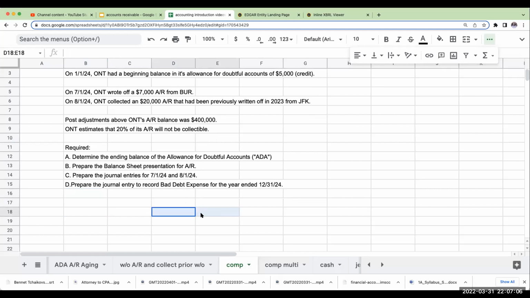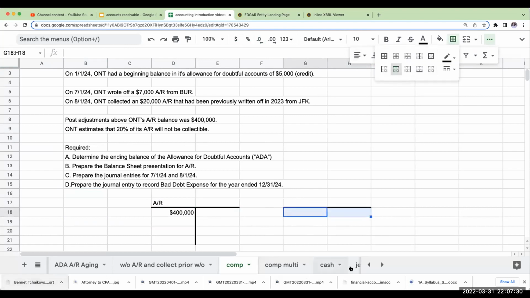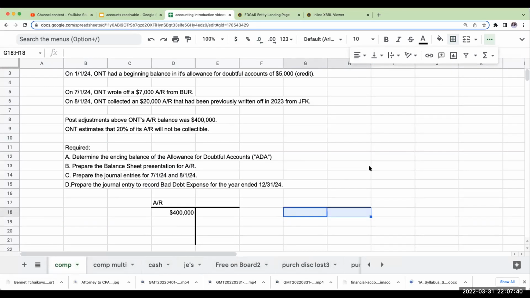Over here, our accounts receivable balance, post all other types of adjustments, our ending AR balance is $400,000. And we're being told that 20% of our AR will not be collectible. So the first step as we walk through our overview is step one, which is determining the ending balance in the allowance for doubtful accounts.